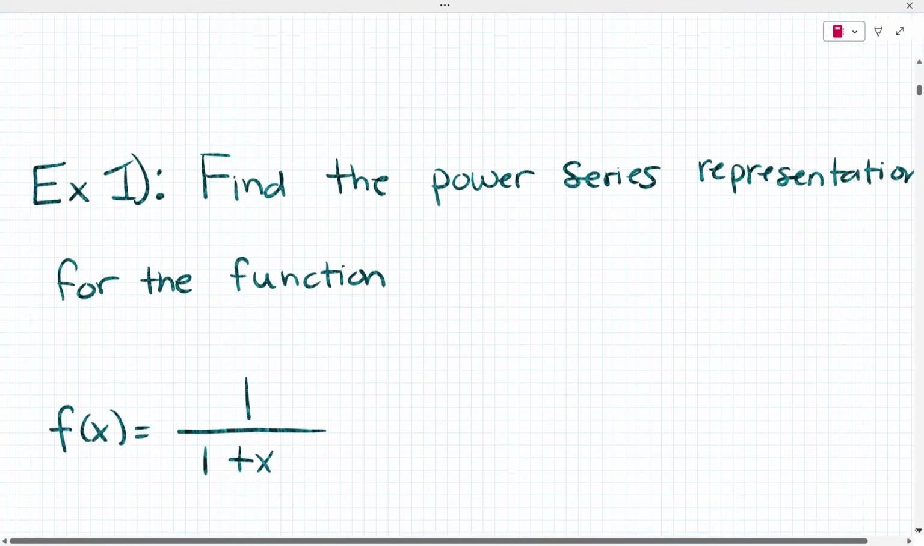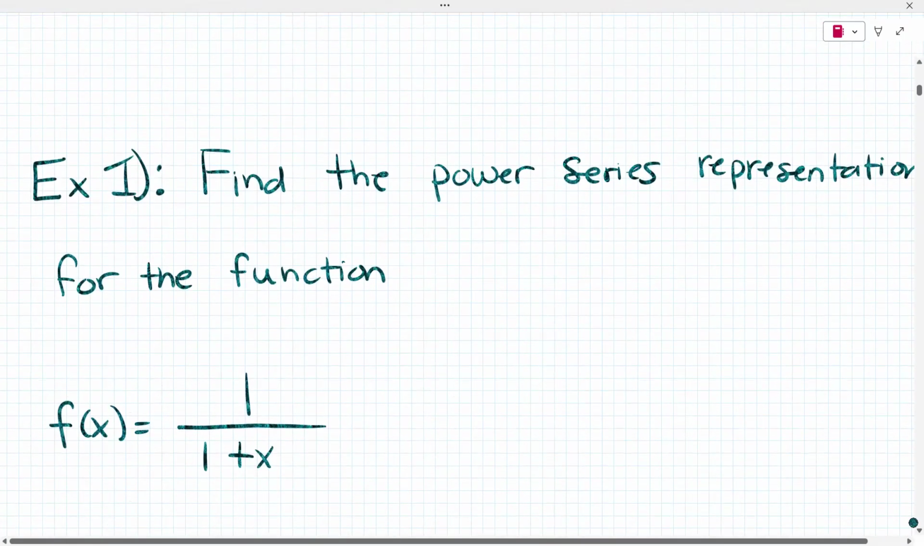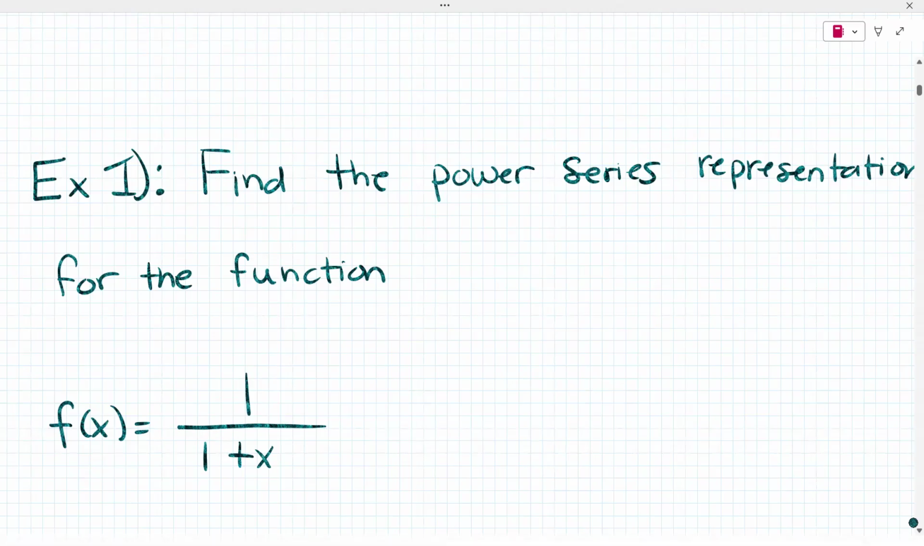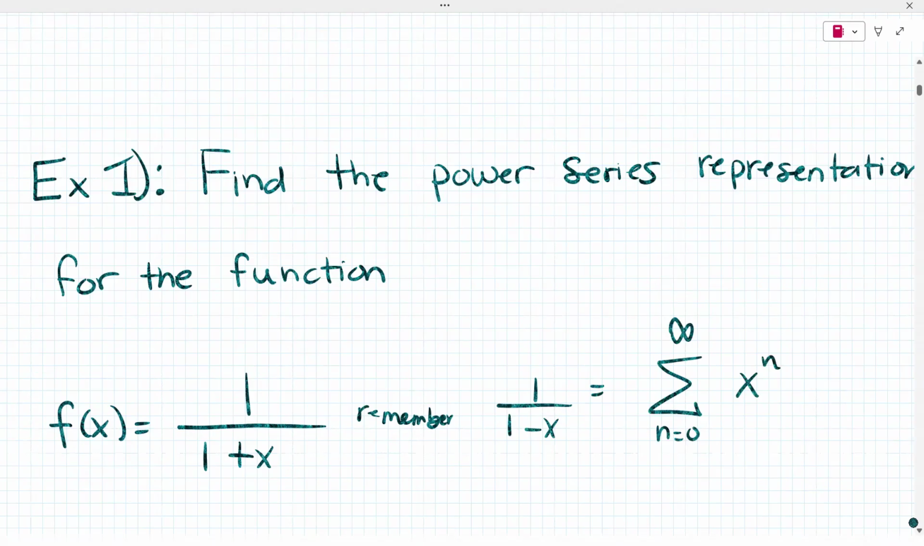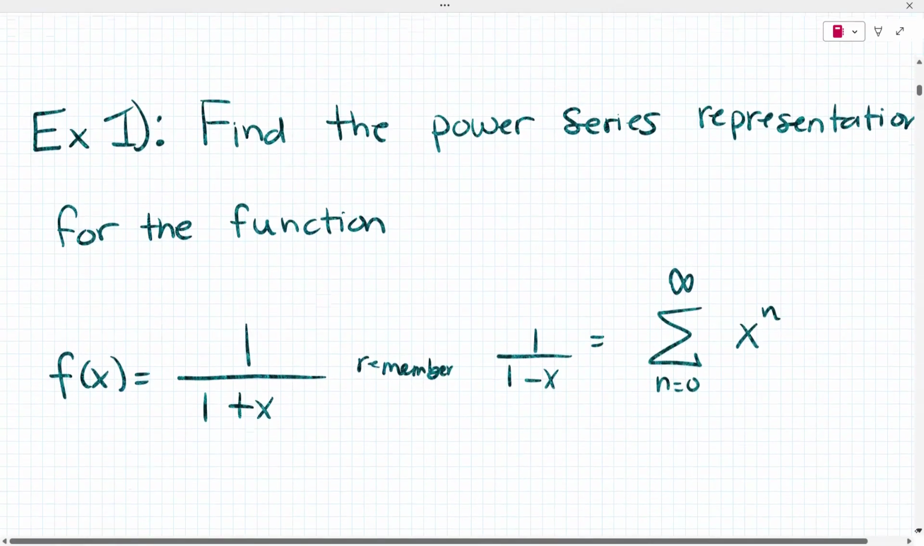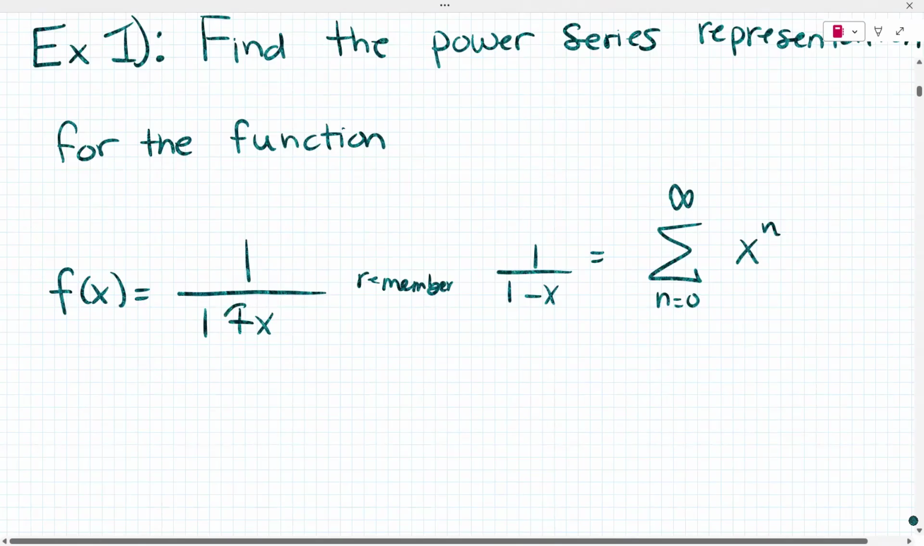Example 1 says find the power series representation for the function f of x equals 1 over 1 plus x. So we've got to find the power series of this function. If you recall, remember, 1 over 1 minus x is equal to the summation of n equals 0 to infinity of x raised to the n. We don't have that, but we almost have it, right? The only difference is we have a plus.